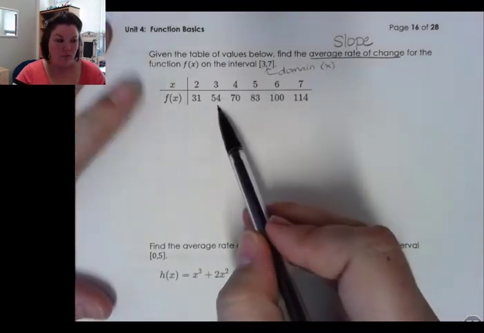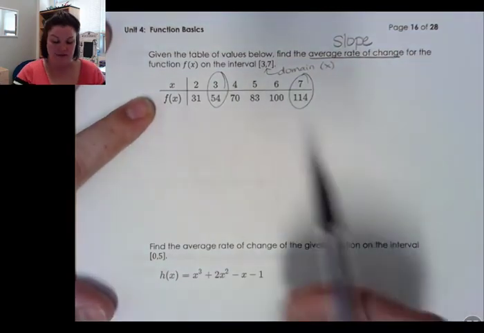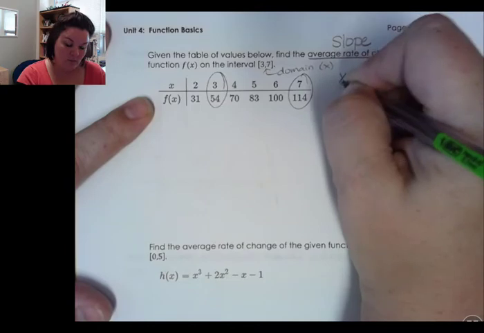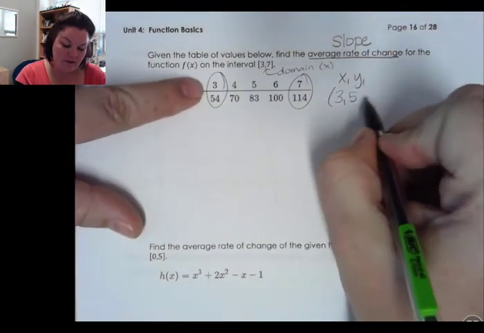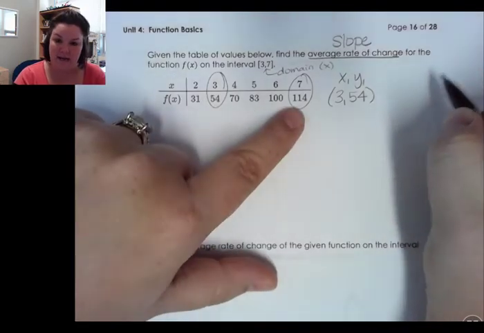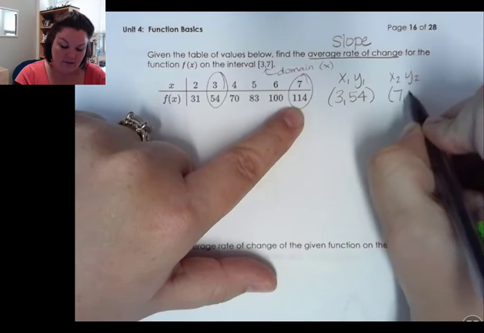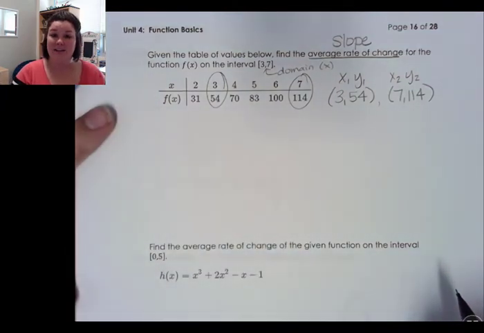So if I look at my points, I want to focus on this x value 3 and this x value 7. So this is where I'm going to get my 2 points from. Okay, so my x1, y1 point is going to be 3, 54. And then my second point, or my x2, y2 point, is going to be 7, 114. Okay, and once I have those 2 points, now I can calculate my slope.